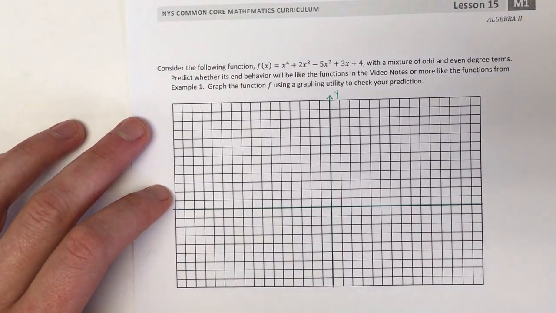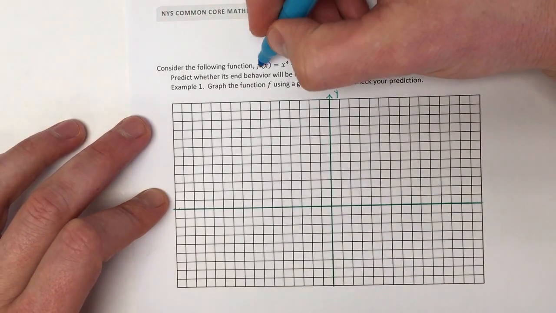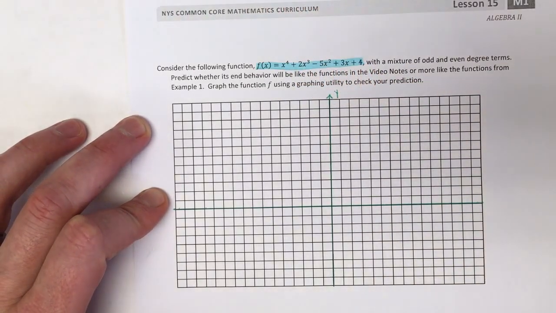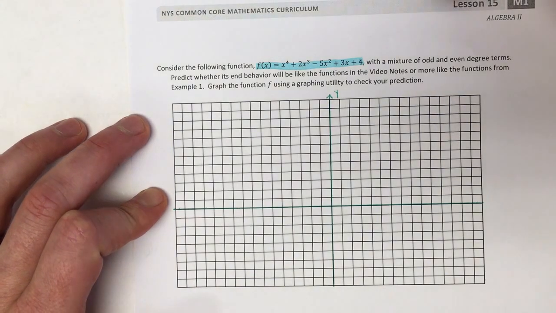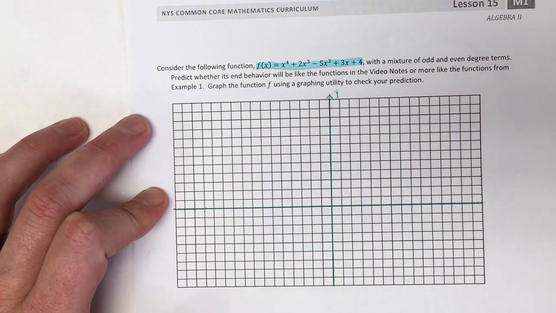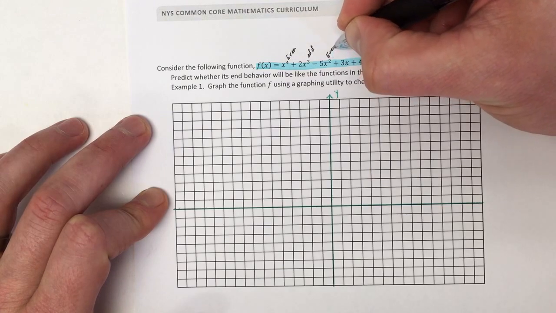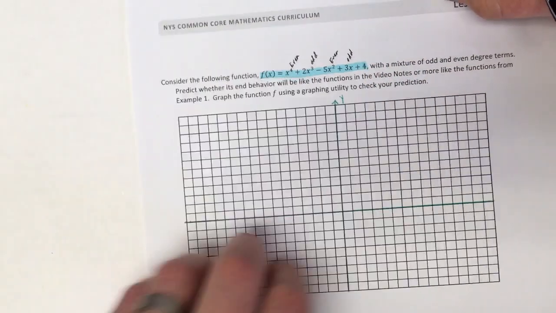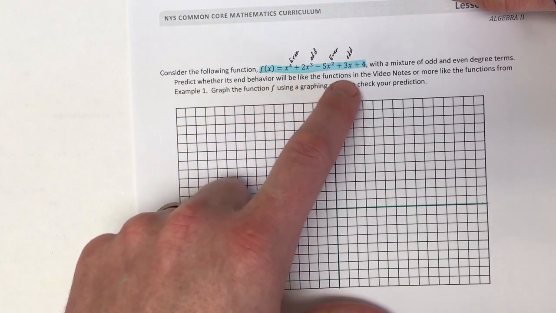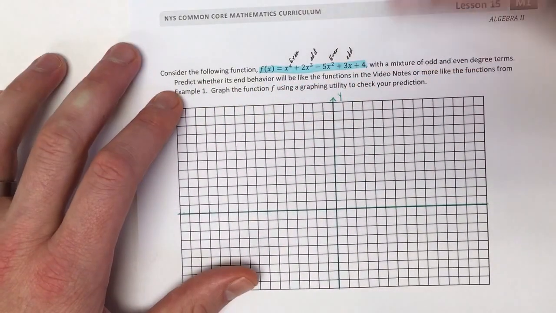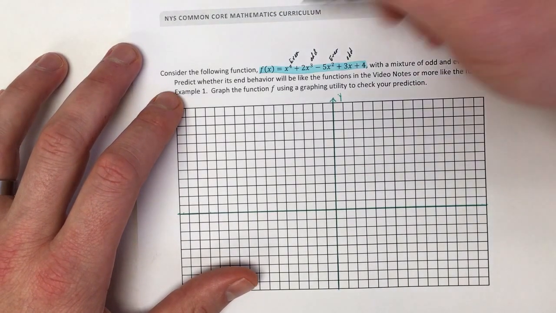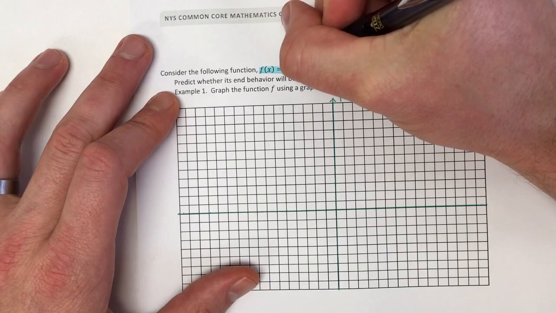So you get to a problem like this, and it says, consider the following function. And we were working with really basic functions at first, but this is x to the fourth plus 2x cubed minus 5x squared plus 3x plus 4. And so the question is with a mixture of odd and even terms. And what they mean by that is, here would be an even, here's an odd, here's an even, here's an odd, right? Predict whether the end behavior will act more like an odd or more like an even. And ultimately, what determines this is the lead degree.